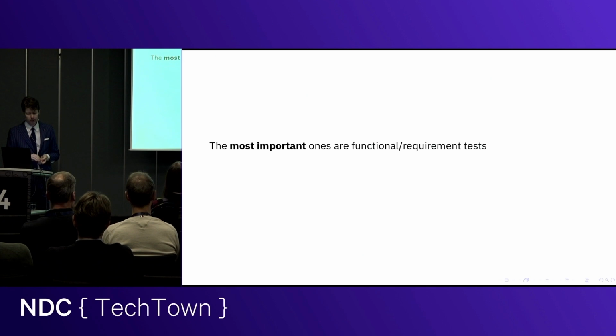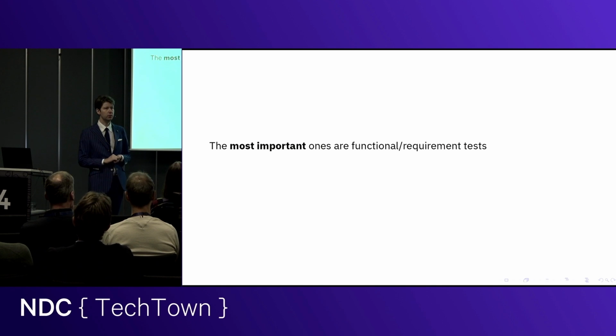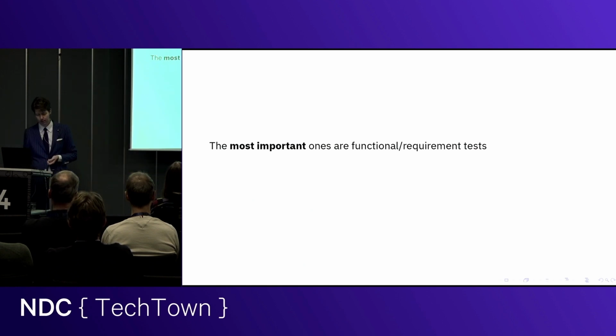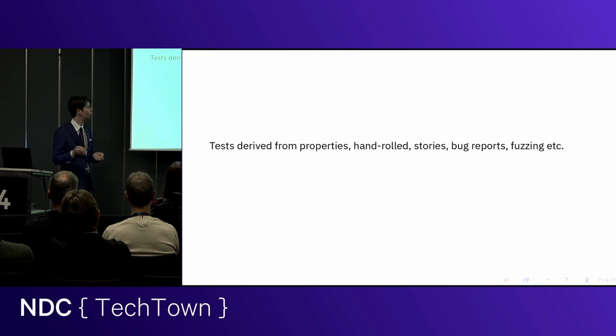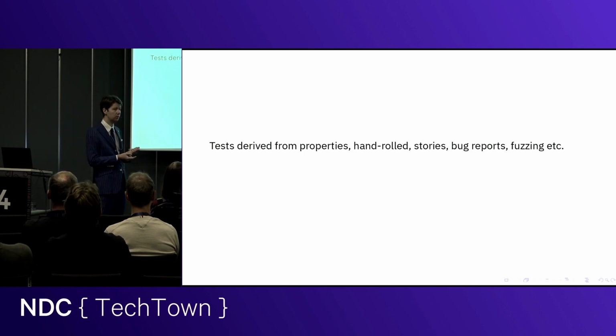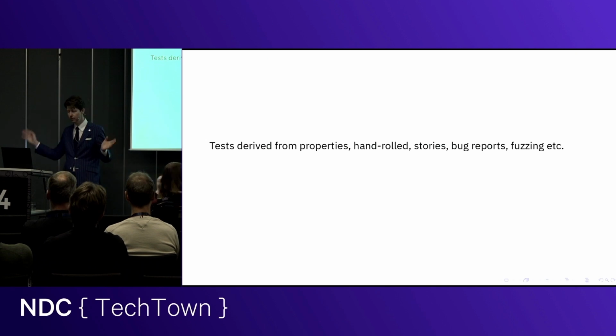The most important tests you do are derived directly from your functional requirements. Like, what does this software need to do? Have you verified that it does what it needs to do in the circumstances it needs to do it? These are tests that are derived from properties. They could be hand-rolled, driven by stories, bug reports, fuzzing, a bunch of sources.